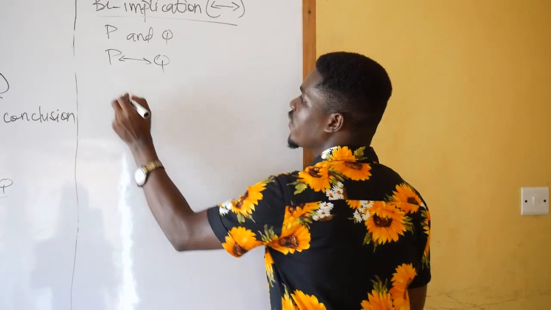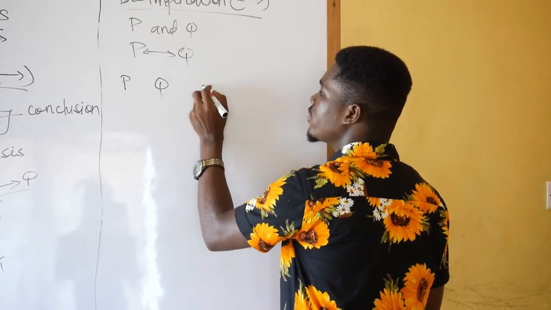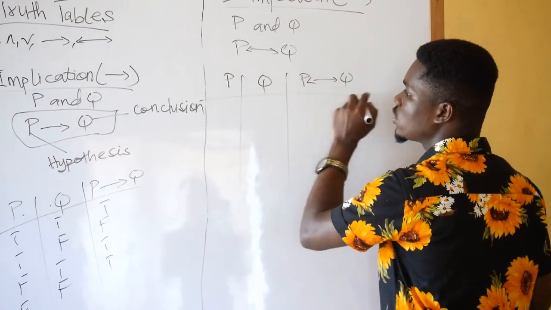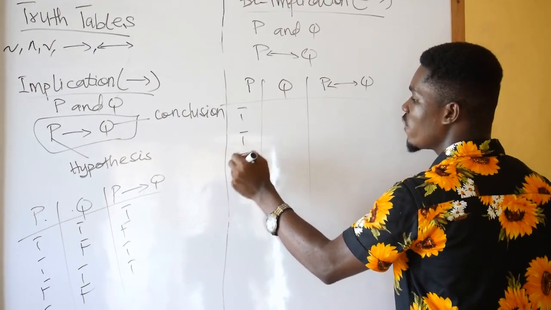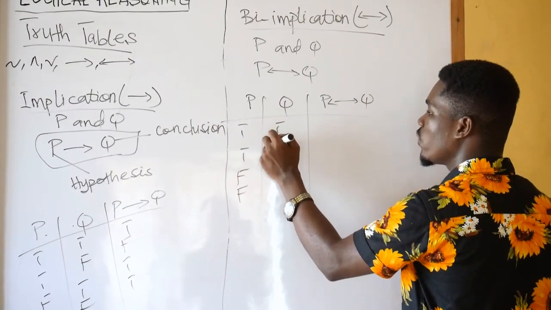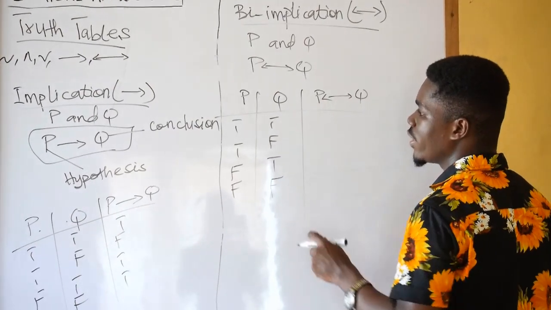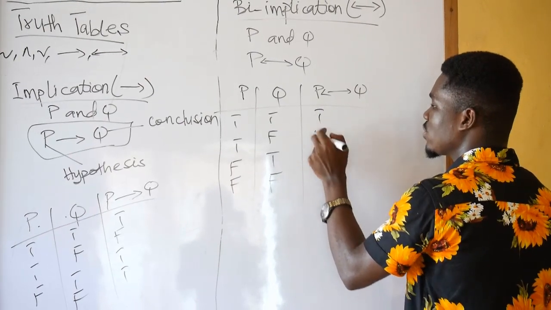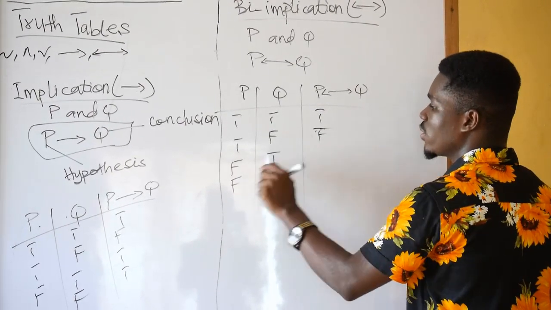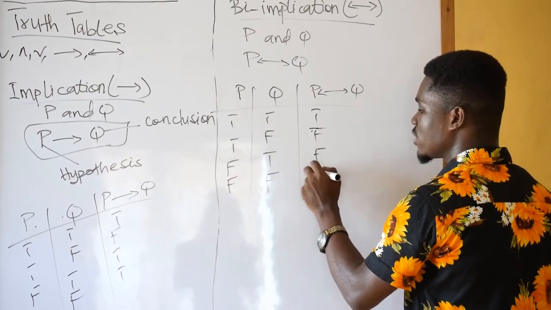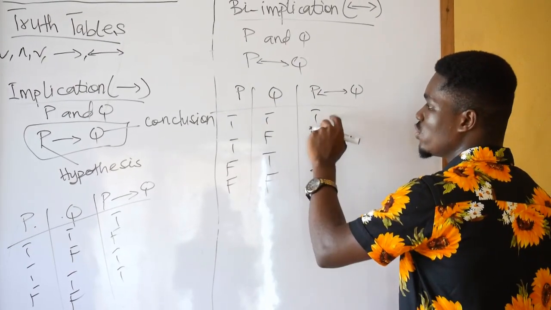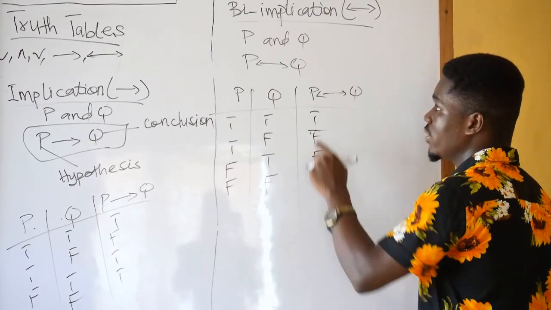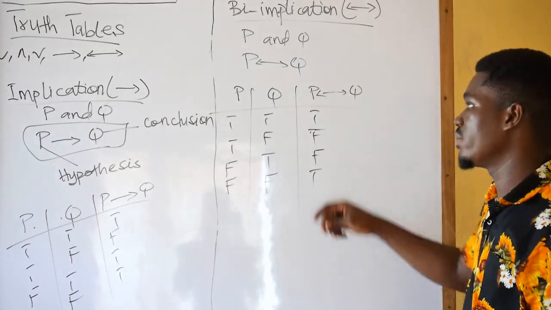So we have P, we have Q, then we have P if and only if Q. We have true, true, false, false, true, false, true, false. True, true returns true. True, false is false. False, true is false. False, false is true. When both statements are true, it returns true. When both statements are false, it also returns true. So that's how the biimplication works.